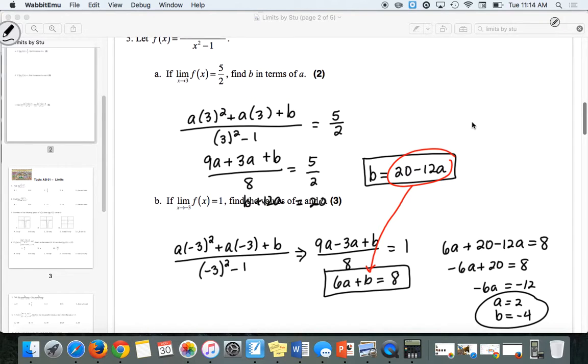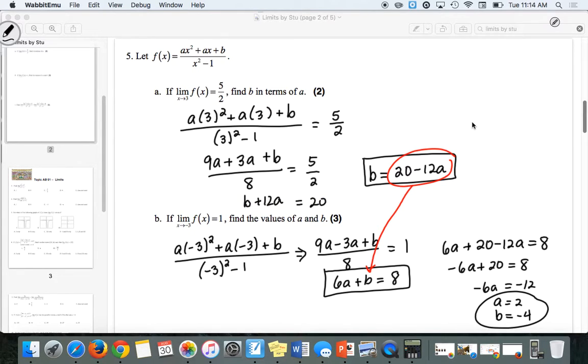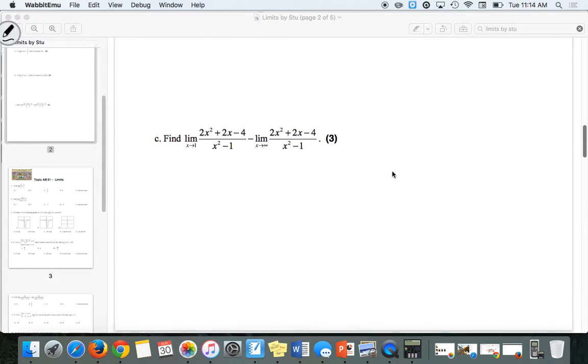All right, I don't think I can scroll down without my things are going to move. I'm going to clear this ink. Are you guys good? Clear? All right, and then C.